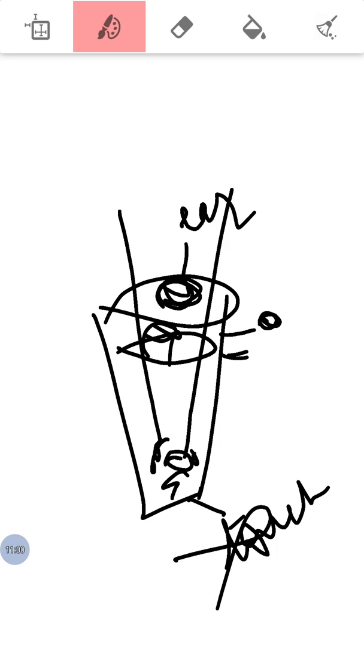Now strike the katori with a spoon and try to see if you can hear the sound of the katori being struck. Just try to see if you can hear it. The answer is yes, you'll be able to hear it. Okay, rest I'll be telling you in the next video.